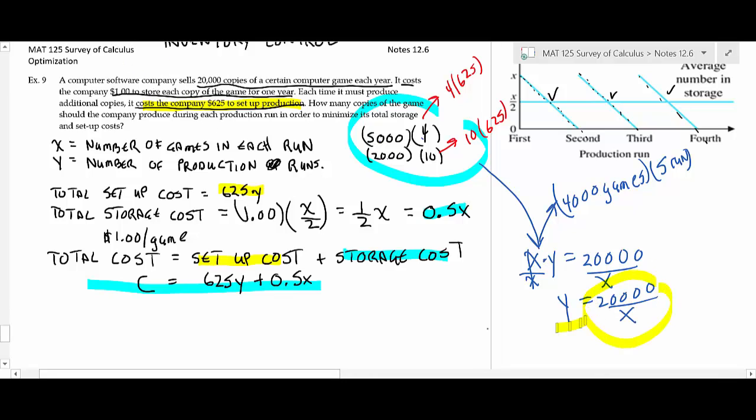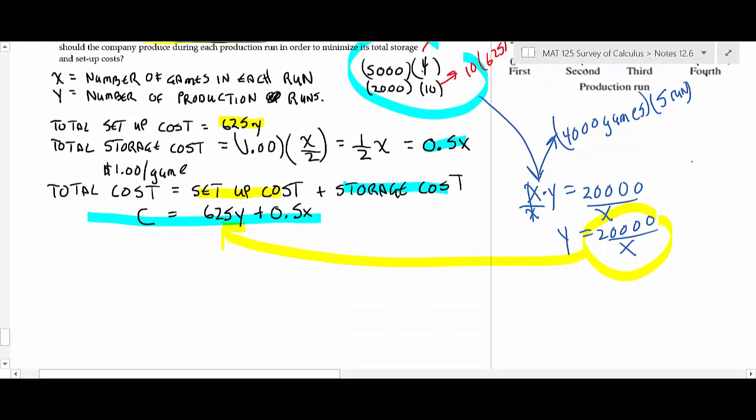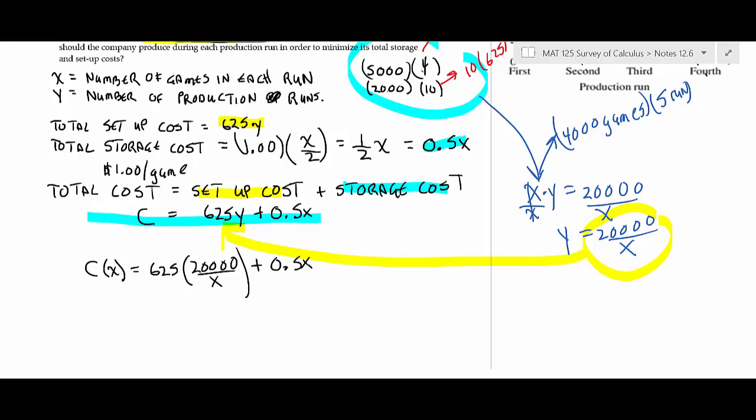You're going to plug it in there. Because before you do your derivative, your function's got to have one unknown in it. Once we get past this point, we've done, in my opinion, the hardest part of the problem. So what we're going to have is C of x is equal to 625, replace the y with this, 20,000 over x. Then you have the plus 0.5x like that. Now that's what you're going to take a derivative of, set equal to 0, and then you're going to minimize. You're looking for a minimum on that.